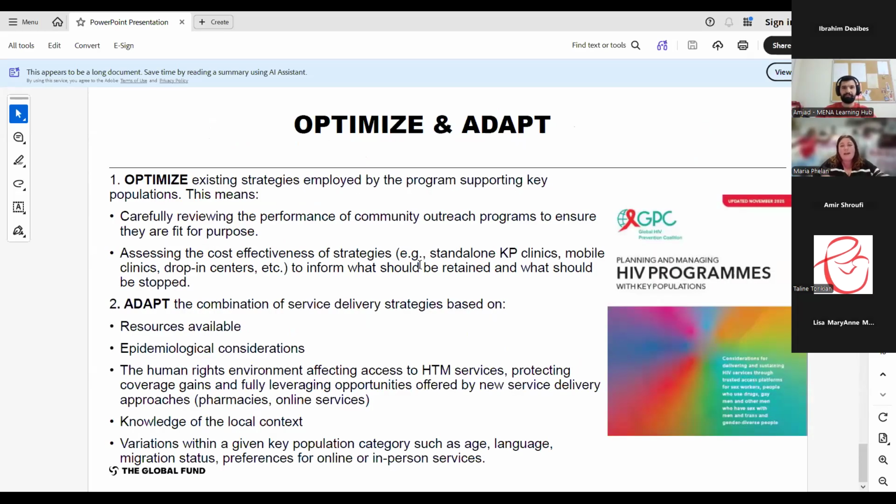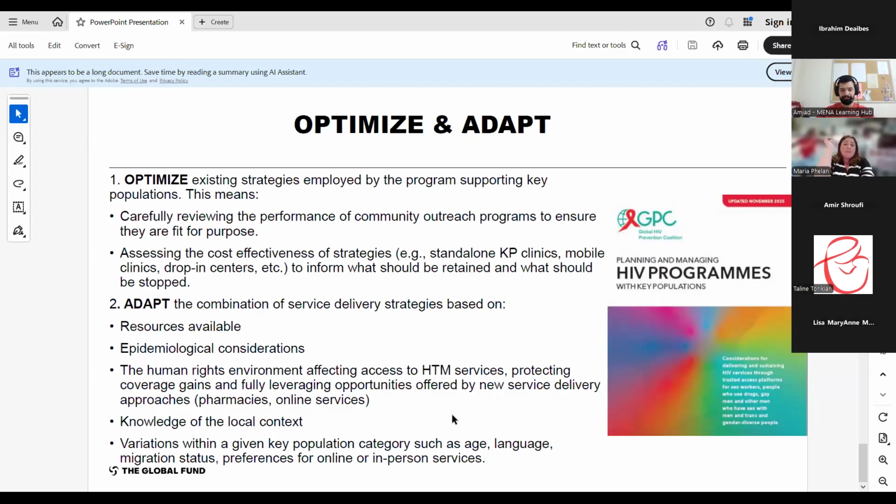For example, and I mentioned this guidance at the beginning, and we'll drop it in the chat. These strategies are based on the Global HIV Prevention Coalition guidance, and it's really around optimizing existing strategies employed by the program supporting key populations. So, for example, reviewing performance of outreach to ensure they're fit for purpose, reaching all those who need to reach it, and seeing where other services could perhaps be integrated or expanded further to ensure that coverage.